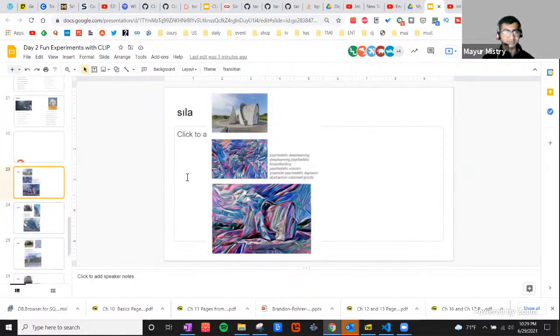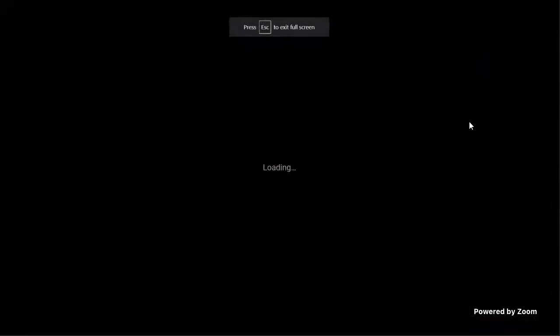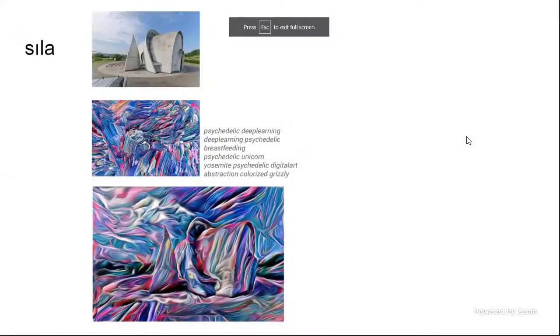Yeah, I'm ready. I just want to try the earlier images produced in day one, and I tried to produce titles for them, and there are really weird words like breastfeeding for this photo. But I really like the psychedelic keyword in here, and it actually sends a deep learning approach also.